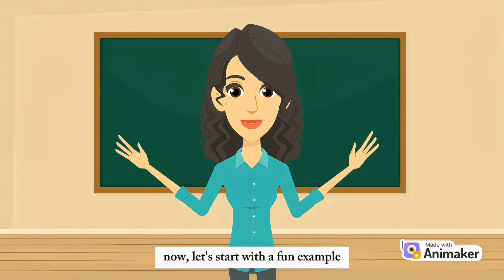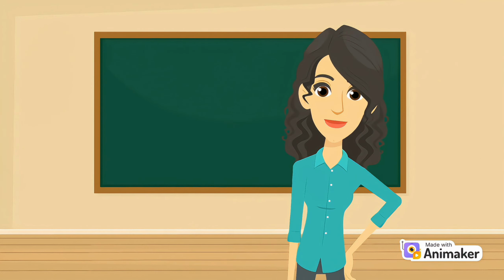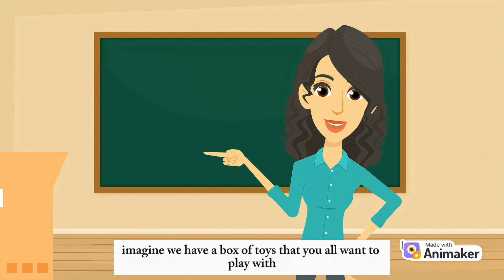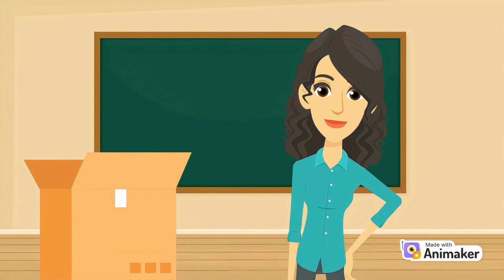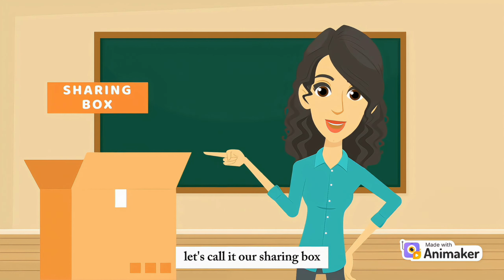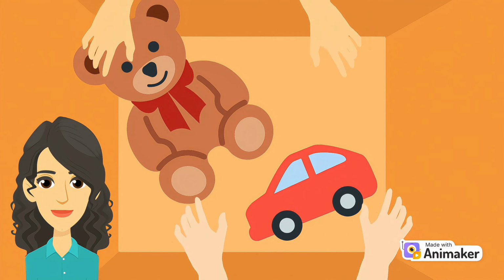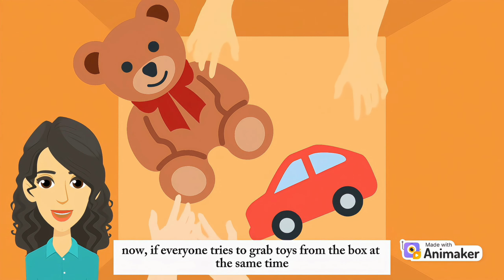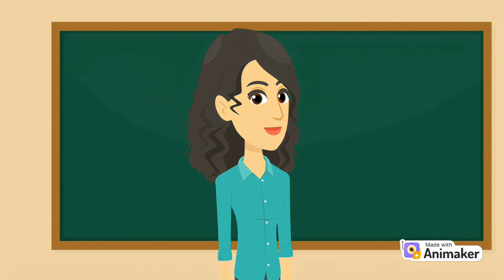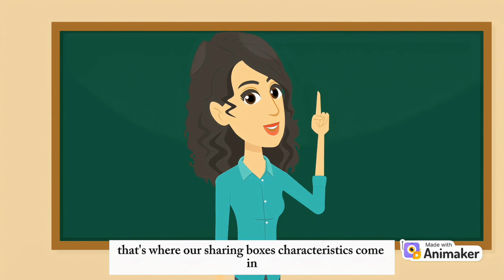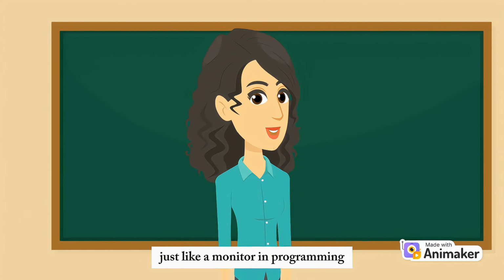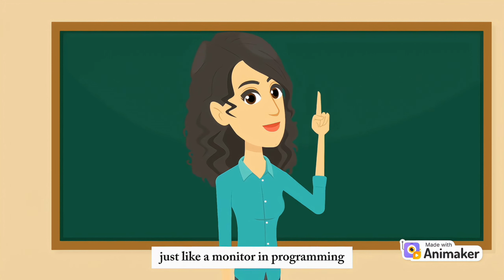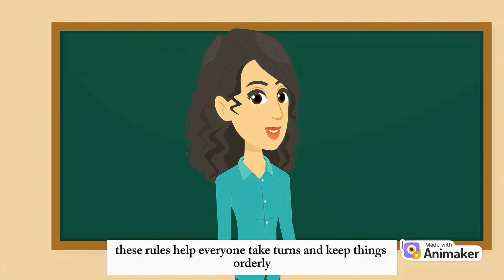Now, let's start with a fun example. Imagine we have a box of toys that you all want to play with. Let's call it our sharing box. Now, if everyone tries to grab toys from the box at the same time, it could get chaotic, right? That's where our sharing box's characteristics come in, just like a monitor in programming. These rules help everyone take turns and keep things orderly.